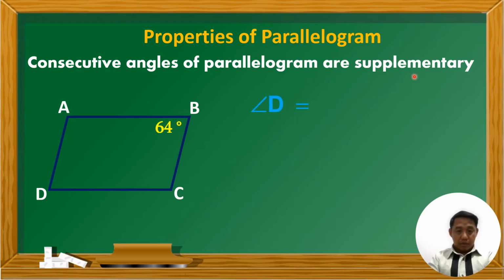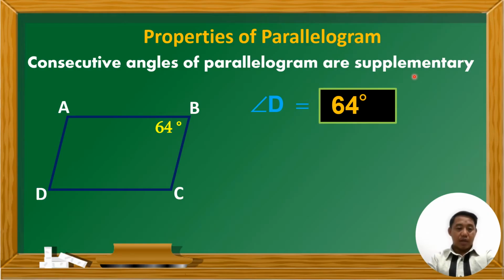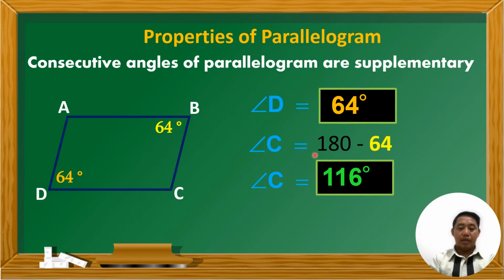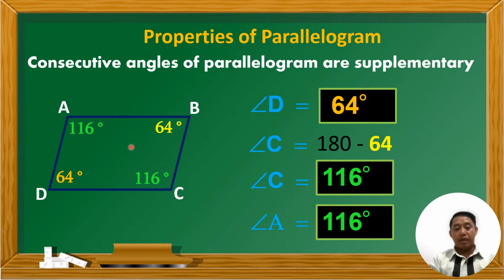So, angle B is 64. So, angle D is 64 kasi opposite angles yan, di ba? Angle C naman, again, they are supplementary. So, subtract lang natin sa 180 para makuha natin yan. So, 180 minus 64, angle C is 116. And of course, angle A is 116 degrees din.